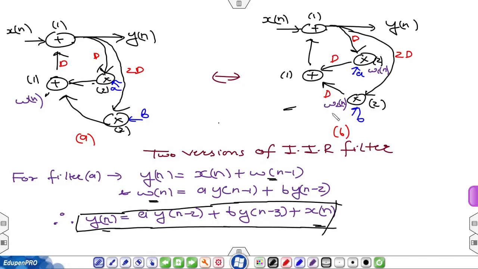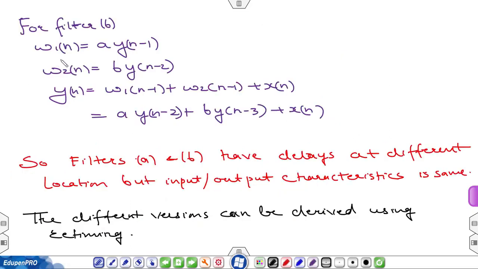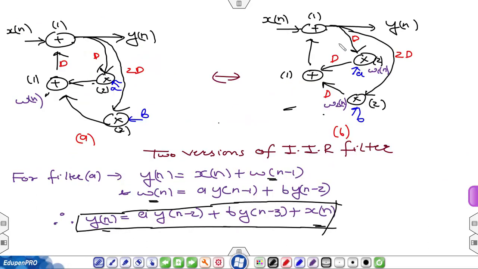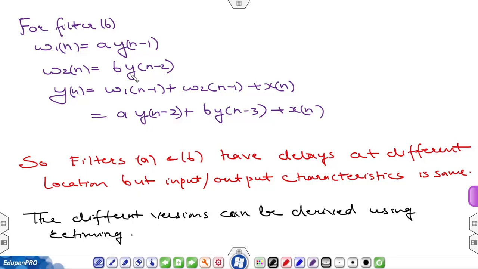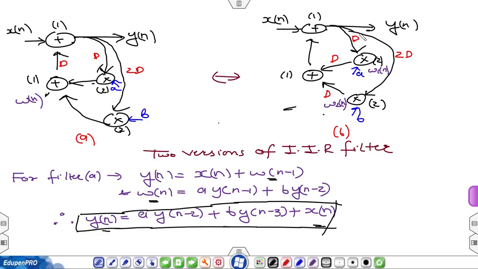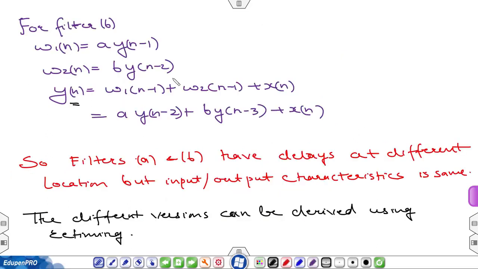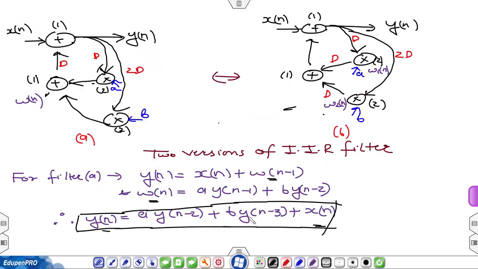For filter B, let's say that W1[n] is the signal at this multiplier and W2[n] is the signal at this multiplier. So W1[n] is given by a*y[n-1], that is, y[n] delayed by one cycle and multiplied by a, and W2[n] is y[n] delayed by two cycles and multiplied by b, so W2[n] is b*y[n-2]. y[n] is given by W1[n-1] plus W2[n-1] plus x[n].